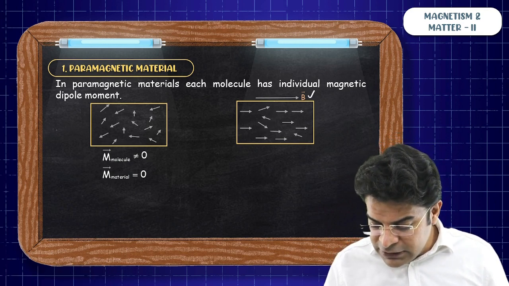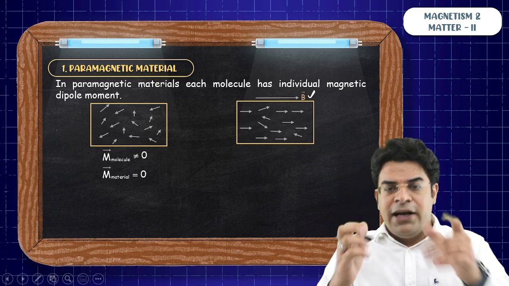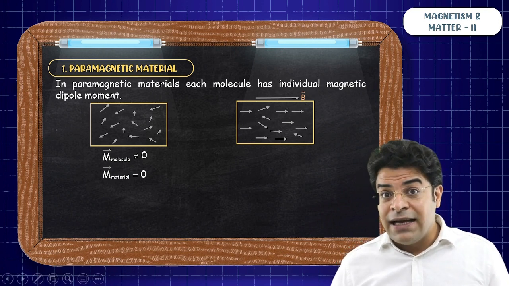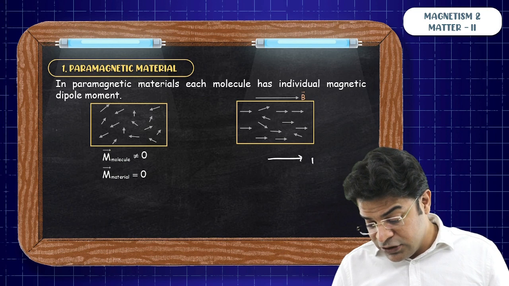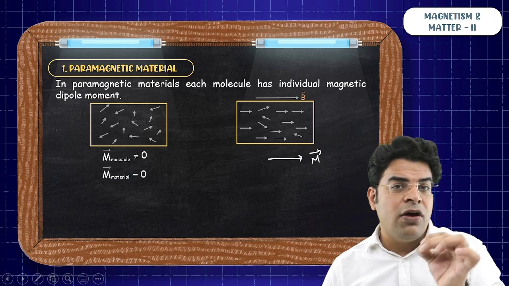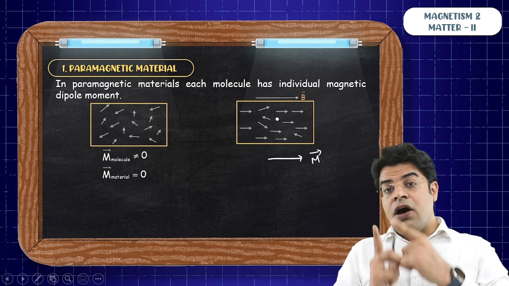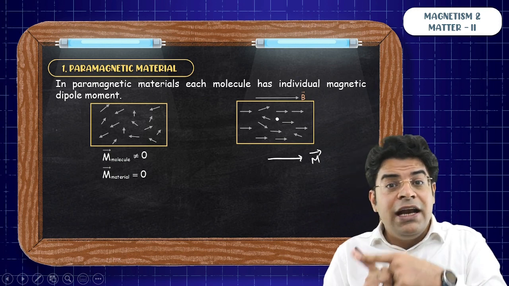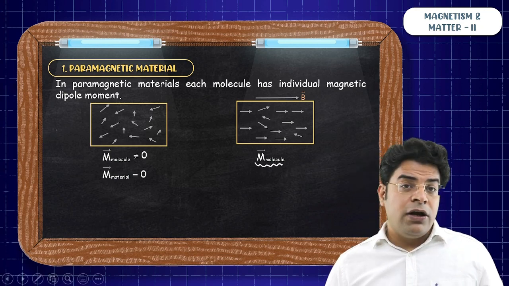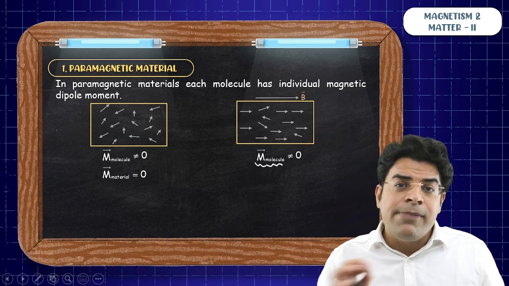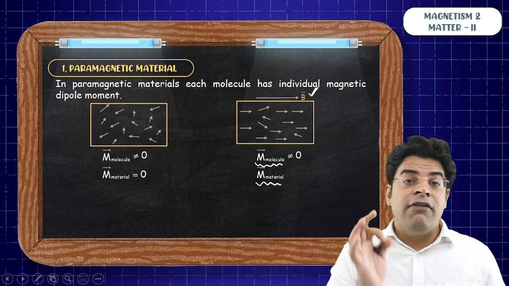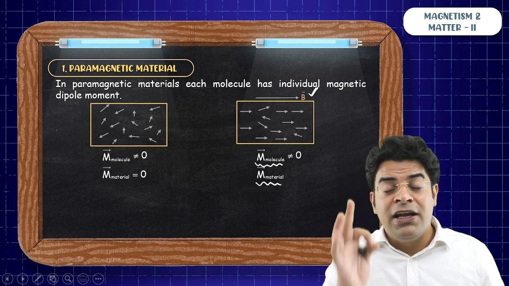Now once you have placed the paramagnetic substance in an external magnetic field, since the magnetic dipoles align in the direction of the field, the substance now gets a net magnetic moment in the direction of the field. Since the substance now has a net magnetic moment in the direction of the field, within itself it will now produce a magnetic field of its own in the direction of the applied magnetic field. So bachcho, the magnetic moment of one molecule is still non-zero. It's a paramagnetic substance. But once placed in an external magnetic field, the material also develops a magnetic moment, and the magnetic moment of the material is also non-zero.